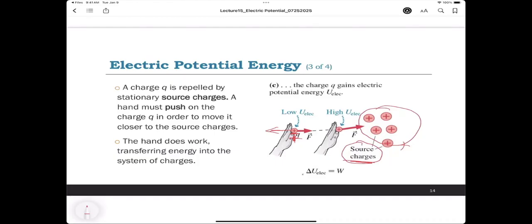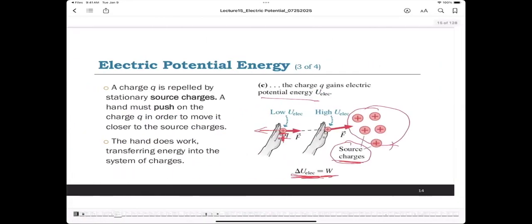And you can see the difference, the electric potential energy change. You call this work. The hand does work. The charge Q gains electric potential energy. That makes sense to you?